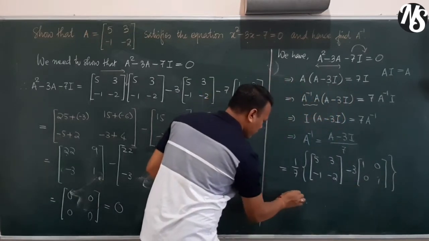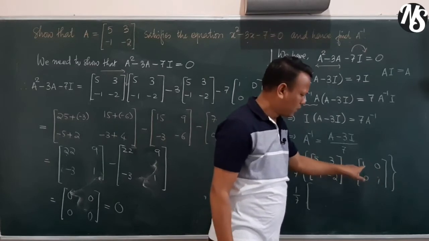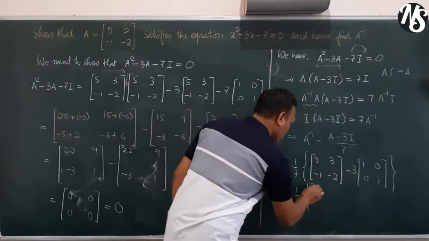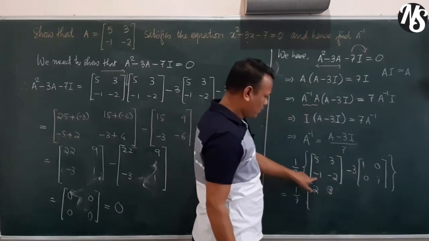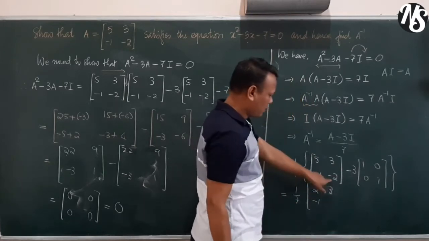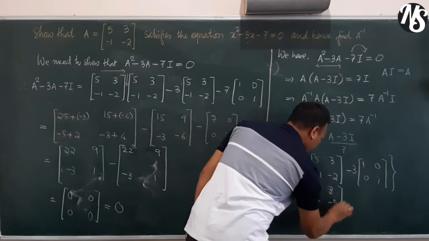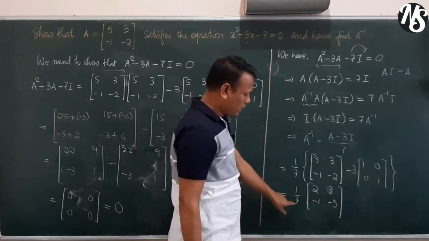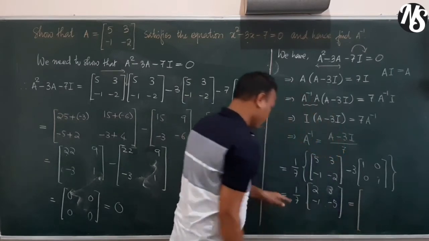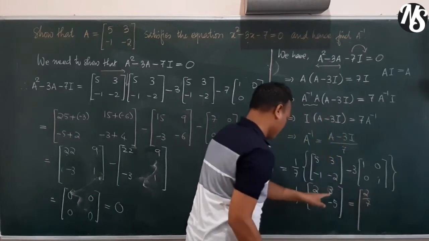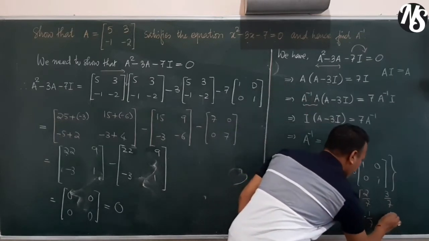All right, so let's evaluate this. 1 by 7 times, 5 minus 3 is 2. 3 minus 0 is 3. Minus 1 minus 0 is minus 1. Minus 2 minus 3 is minus 5. See here carefully, if you want to take the 1 by 7 inside the matrix, that can be done. So when you take it inside, your answer turns out to be 2 by 7, 3 by 7, minus 1 by 7, and minus 5 by 7.